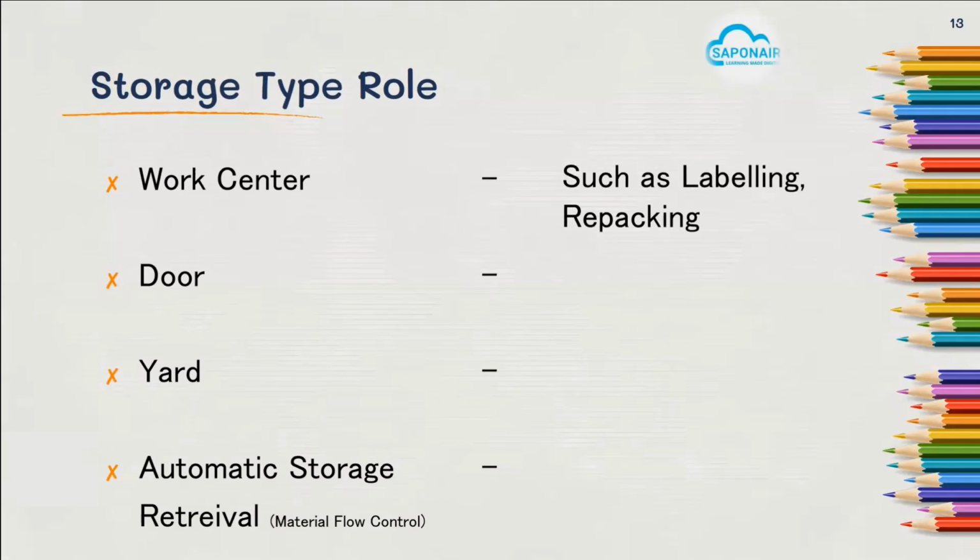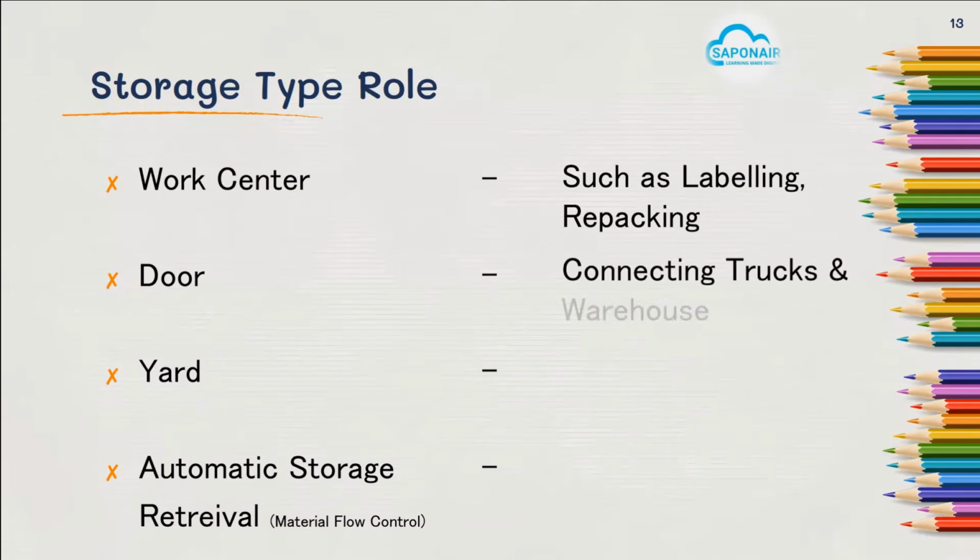Sometimes you want to perform some activities before moving into your final put away. So you receive in the staging area, and then you take it to some relabeling area wherein you are labeling pallets. Some activity is happening here, so I create a storage type as a work center.